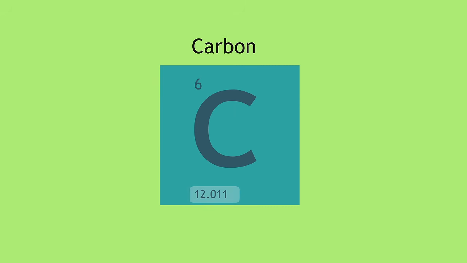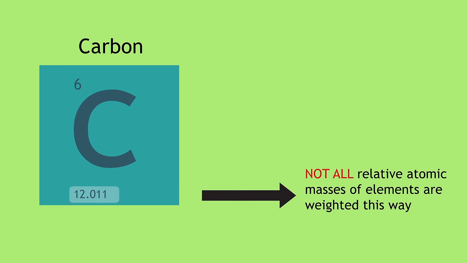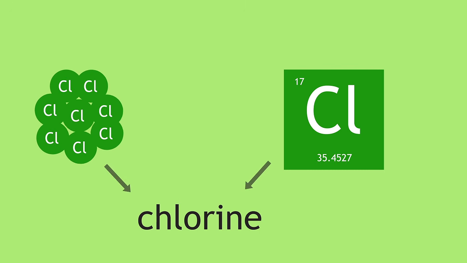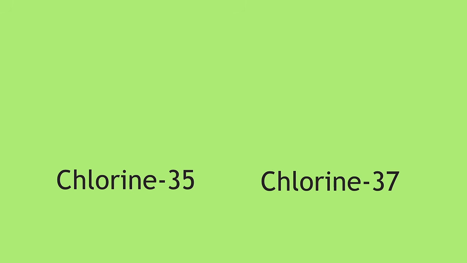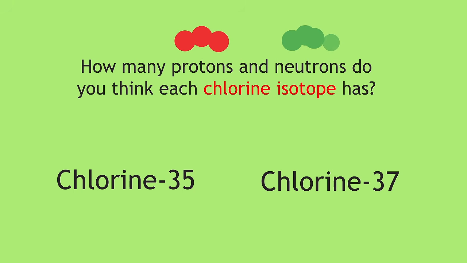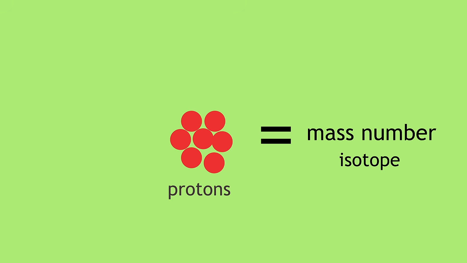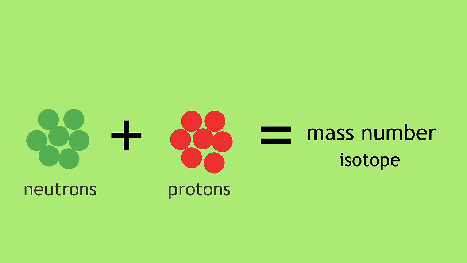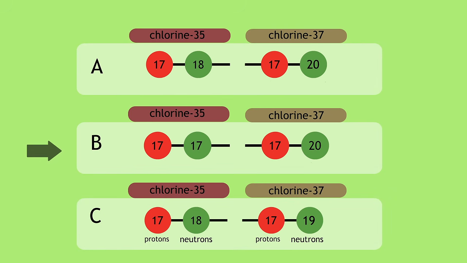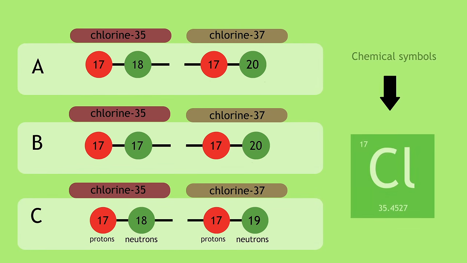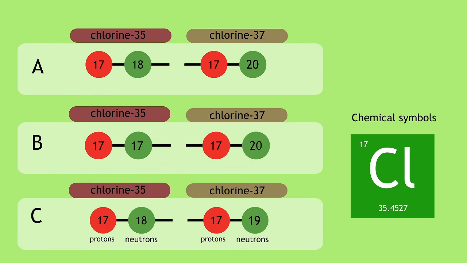However, not all relative atomic masses of elements are weighted in this way. Chlorine, for instance, exists as two isotopes, chlorine-35 and chlorine-37. How many protons and neutrons do you think each chlorine isotope has? Remember, the mass number for an isotope is equal to the number of protons it has plus the number of neutrons. Pause and select from one of the following options. Use the chemical symbols to help you work this out.